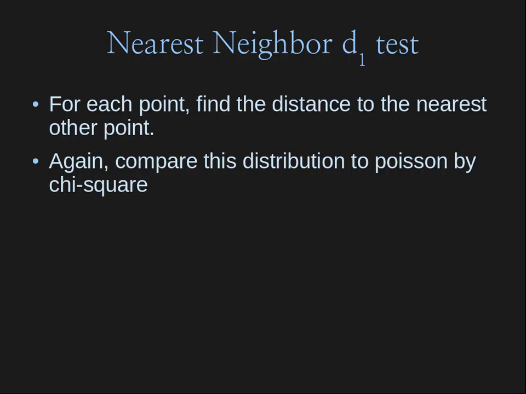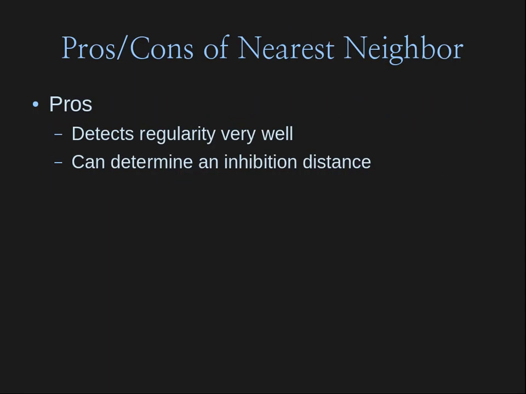And again, what we can do then is take all of these different points and find the distribution of how close the nearest point is to all of these, and compare this distribution to a Poisson distribution by chi-square. I'm not going to show you exactly how, because I want to get on to the next one, but just know it exists, and I'll have you do it a little bit in lab.